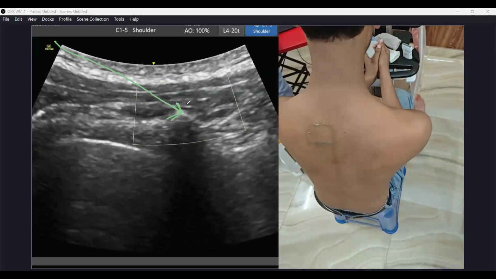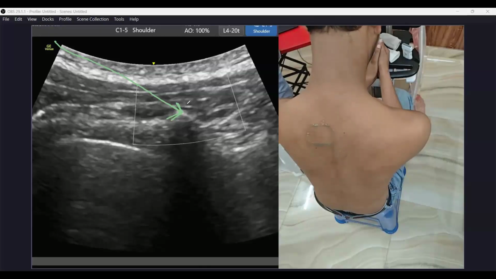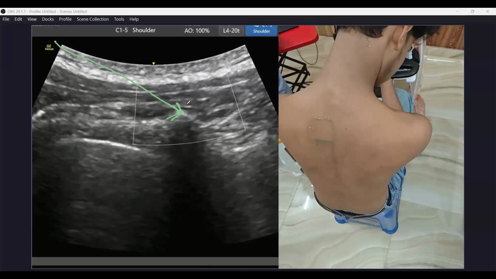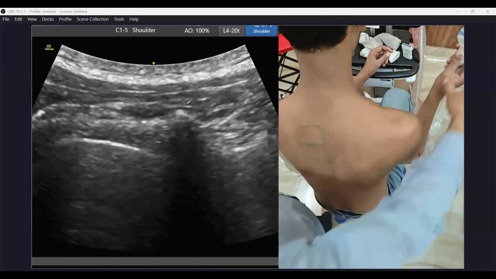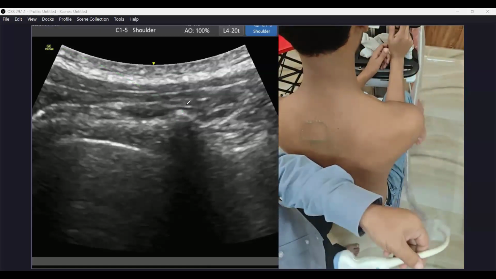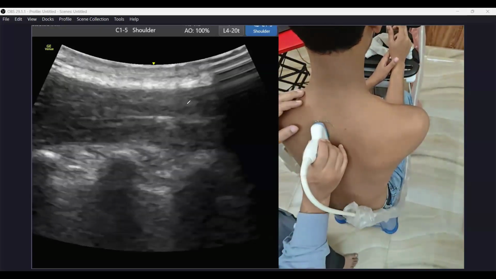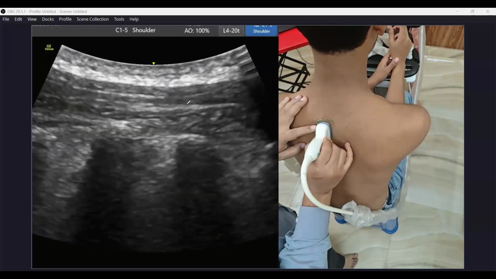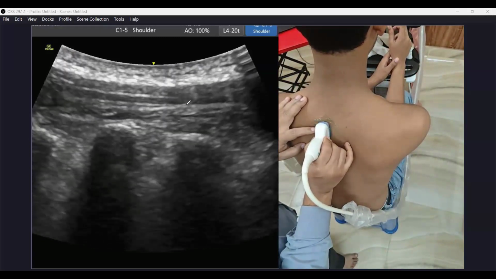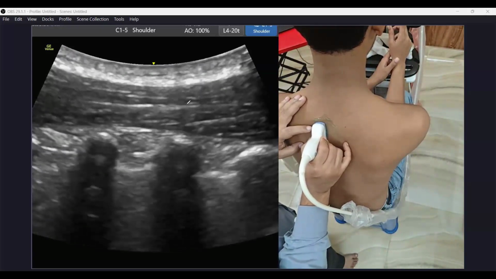So this procedure can be done in this view and in the opposite view also, the longitudinal view. How can you do it in the longitudinal view? Here you have already seen, these are the transverse processes. If you have any confusion, you can at least go laterally and see that these are the ribs, and this is the transverse process.